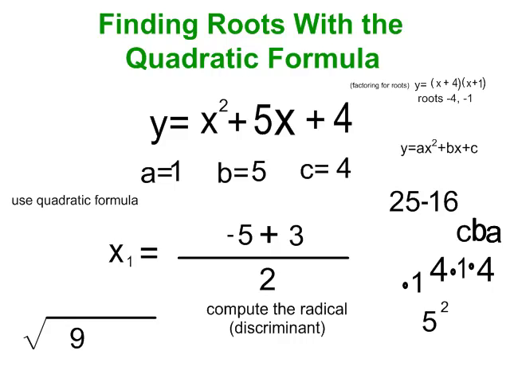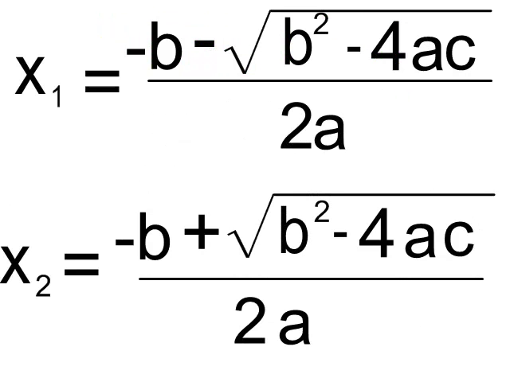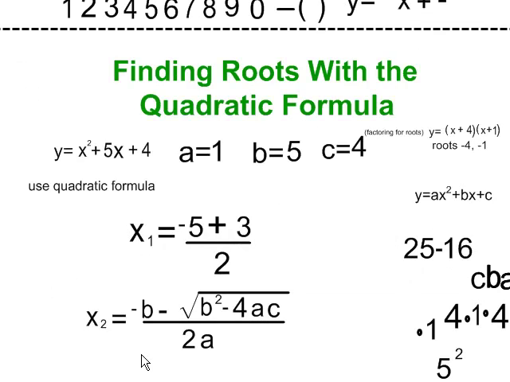If you leave your answer in this form, the second root is relatively easy to calculate once you know those three numbers, because the quadratic formula gives us two roots. The only difference is one has a minus whatever's in the radical sign, and one of them is a plus whatever's in the radical sign. And so I can very quickly come up with my second root just by realizing I'm subtracting 3 instead of adding it for my second root.